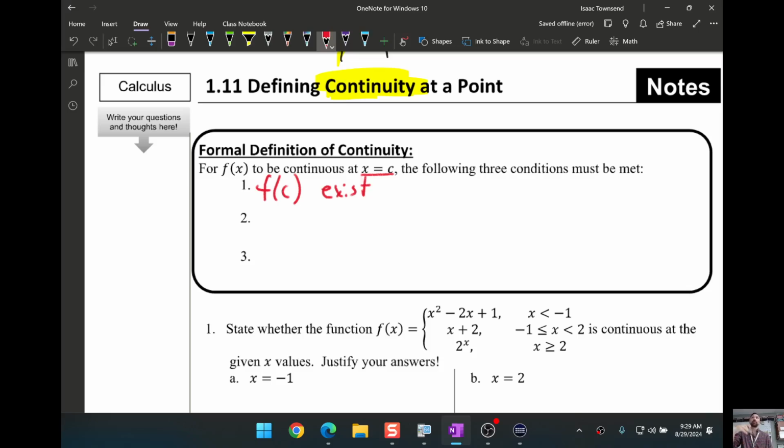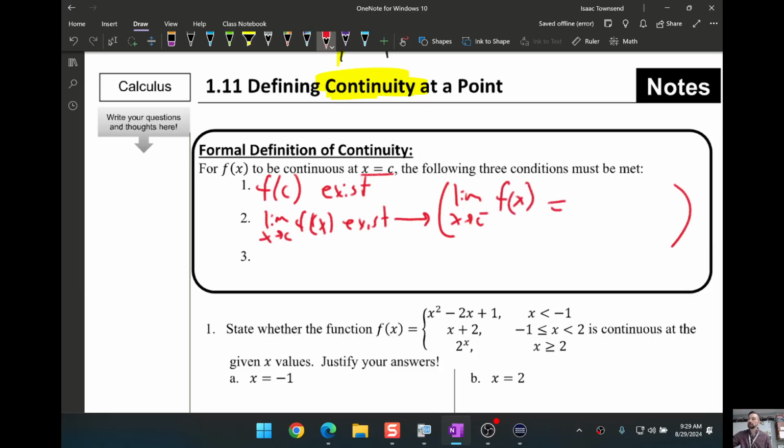You don't want your graph jumping all over the place, so a mathematical way to say that is we want the limit as x approaches c to exist, which we know for the limit to exist, that really means we've got to make sure that the limit from the left is the same as the limit from the right. That ensures that the graph's not just magically jumping up or down at point c.